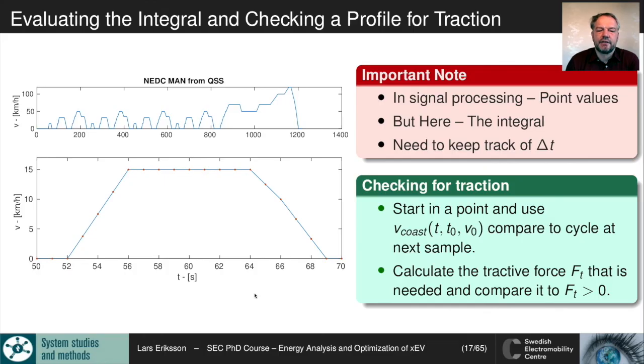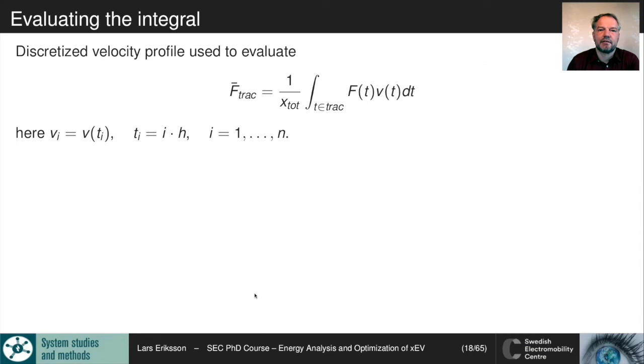So continuing to evaluate the integral, since we're implementing the things in a program, we go from the continuous world to the discrete time world. The cycle is also specified with a sampling profile. So the data is sampled and you work with that data to extract the accelerations, the decelerations, and the velocities. So we will look at taking this integral and replacing it with sums.